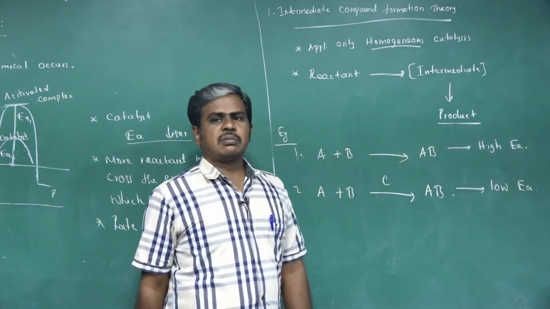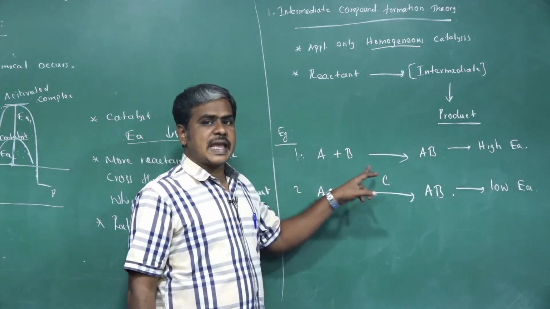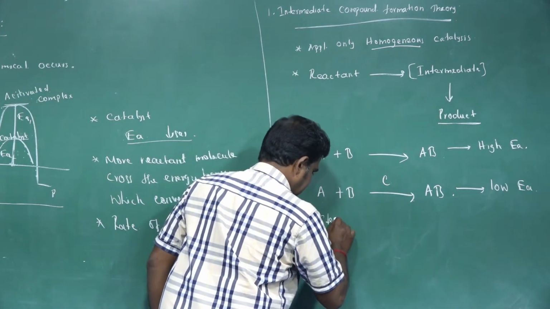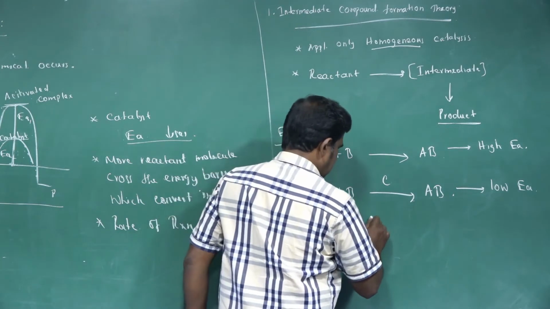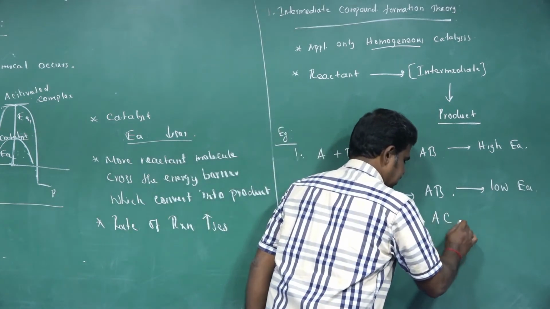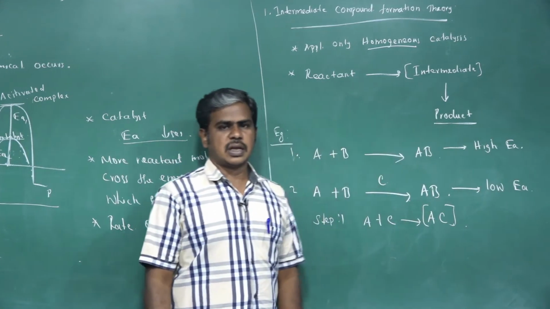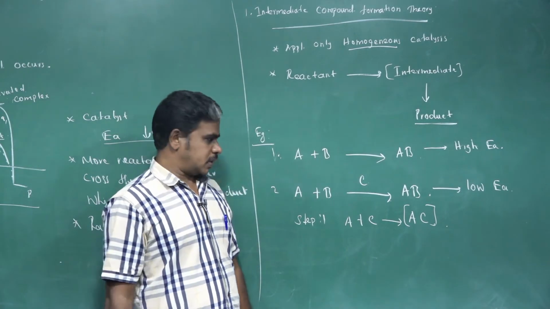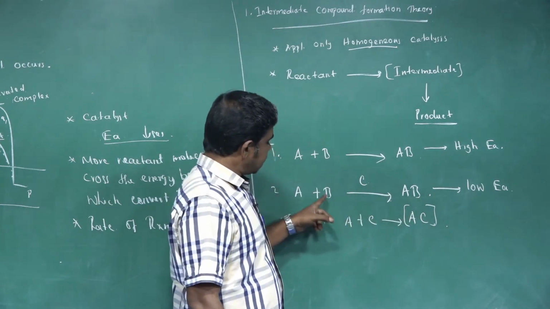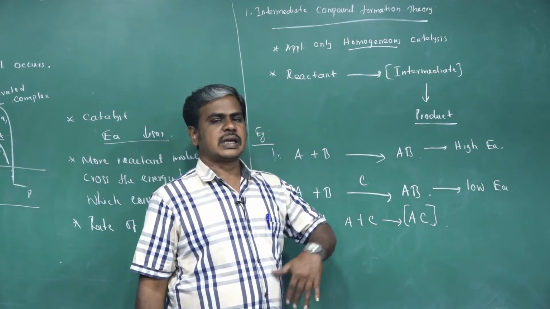Now, according to the intermediate compound formation theory, what happens here? One of the reactants reacts with the catalyst and forms an intermediate. In step 1, A reacts with the catalyst C and forms AC, which is an intermediate compound and is less stable. After the intermediate formation, the intermediate reacts with another reactant and forms the desired product.